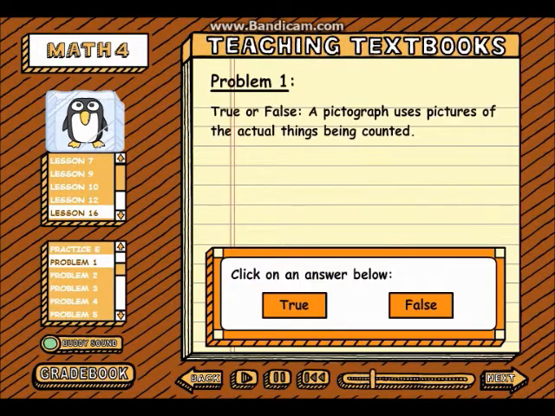In this problem, you need to tell whether the sentence is true or false. A pictograph uses pictures of actual things being counted.